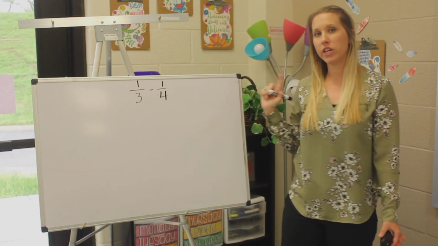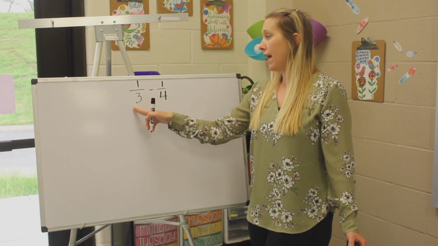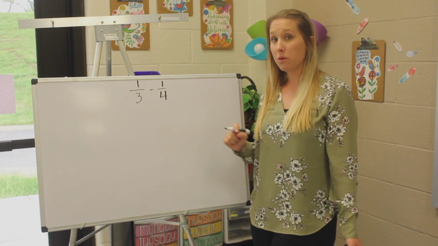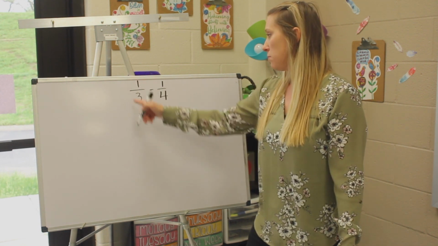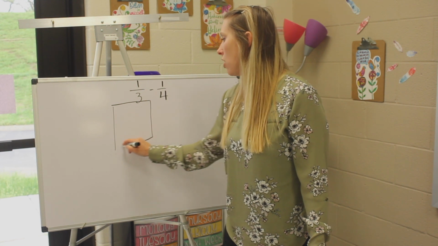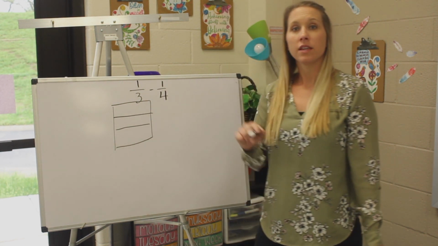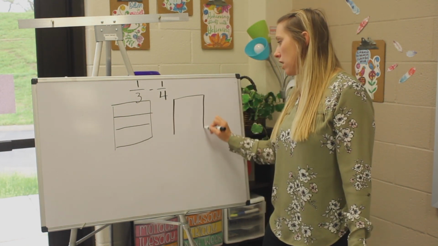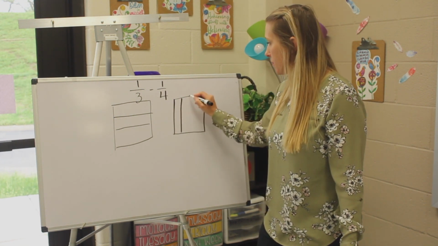Do we have like units? No, we don't. We have thirds and fourths. So let's do exactly like we did when we were adding. The first thing we did was we modeled that. Let's model 1/3 with our lines or our units going horizontally. Let's model 1/4 with our lines or our units going vertically or up and down.